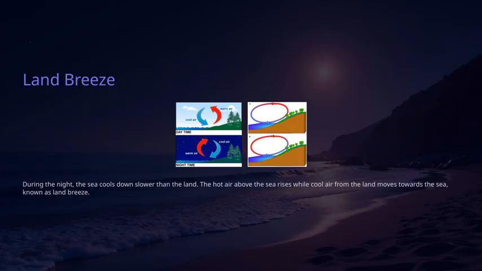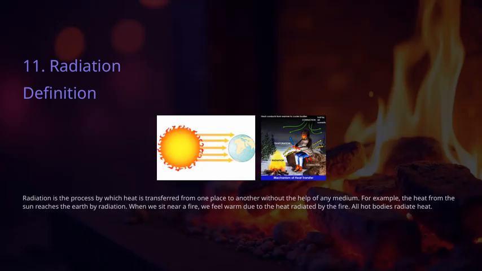It's a natural process that helps balance the temperature differences between the land and the sea and plays a key role in local weather patterns. Understanding this movement is important because it connects to the overall theme of how natural forces work together to create our climate and weather systems. Now, let's talk about radiation.